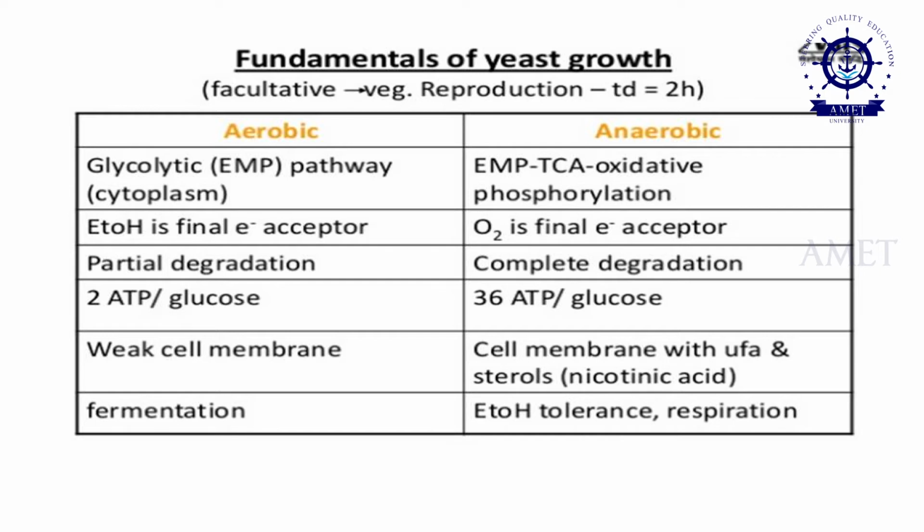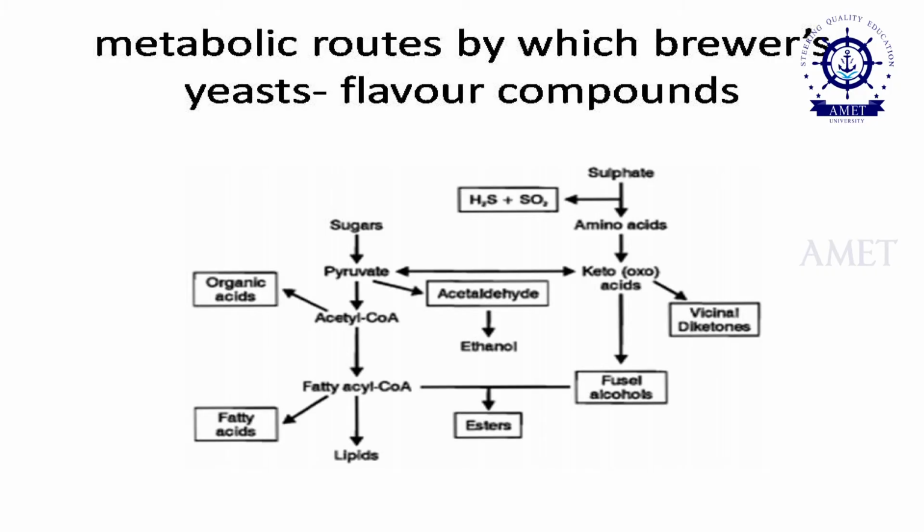Here it has a weak cell membrane, whereas in the other they have a cell membrane with UFA and sterols. Sterols are nothing but nicotinic acid. In one it takes place through fermentation, and in the other it is alcohol tolerance and respiration. So, the next slide which we are going to see is the metabolic routes.